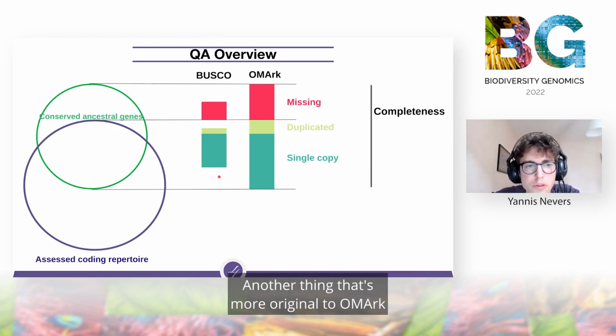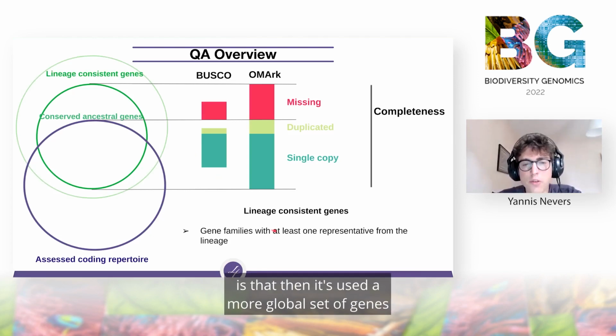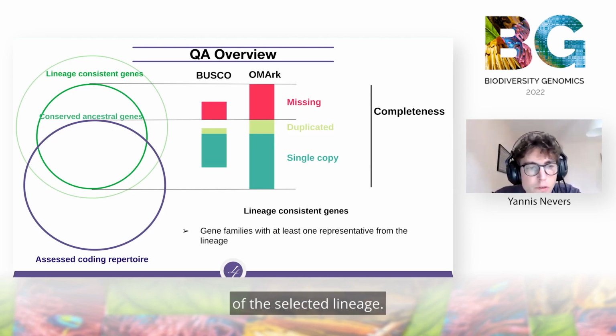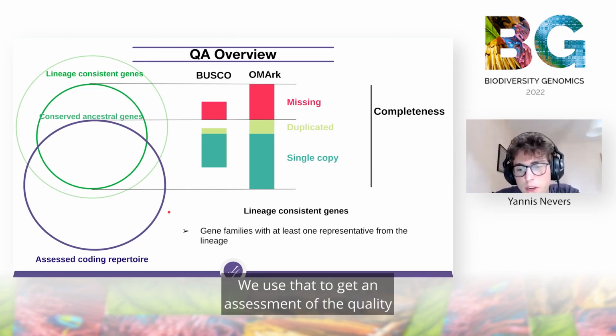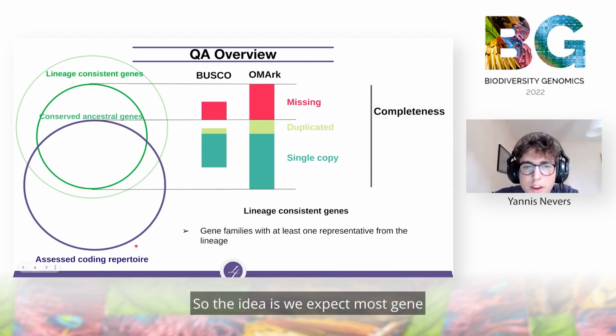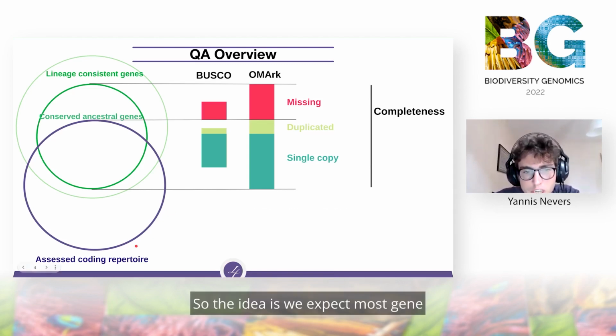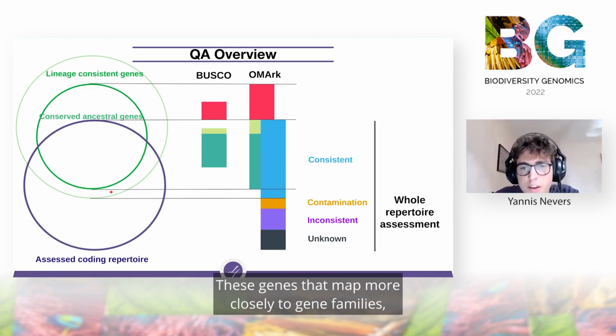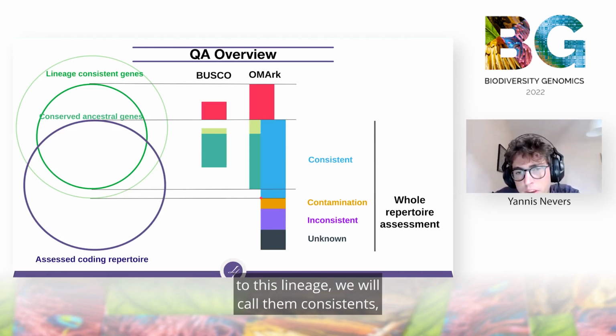Another thing that's more original to OMArk is that it then uses a more global set of genes, which are all gene families that have at least one representative of the selected lineage. We use that to get an assessment of the quality of the whole proteome. So the idea is we expect most genes in the proteome to actually have homologs in close species. These genes that map to gene families of this lineage, we will call them consistent.